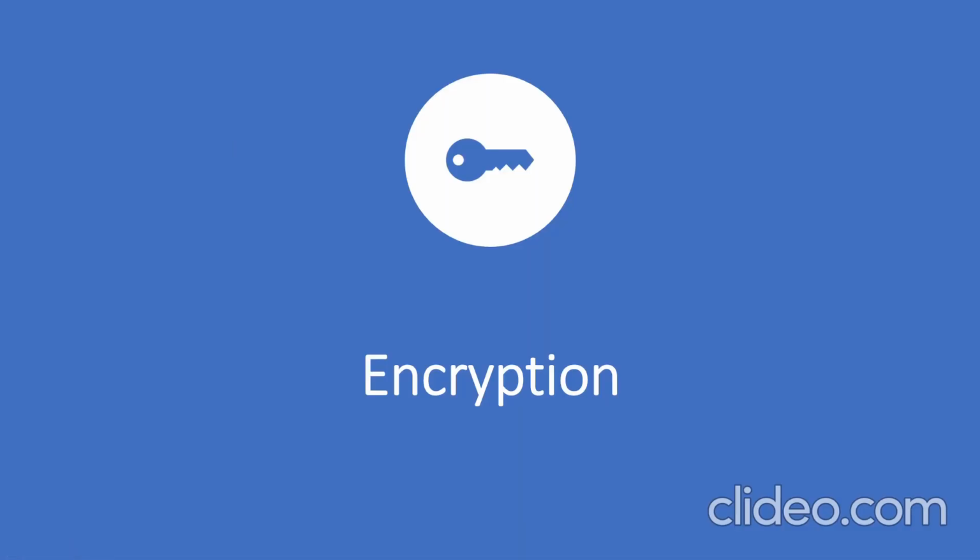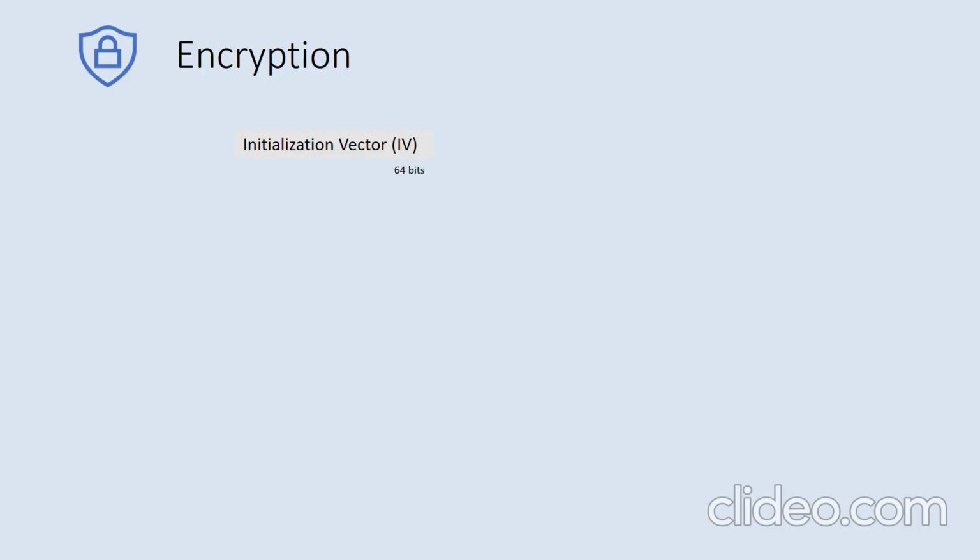Now, we'll be talking about the encryption of the OFB. So this is the first step of the encryption of the OFB. We'll have the initialization vector first, which is the IV. So what is the IV? The IV is a random string of bits, which is used to add more randomness in the encryption process.